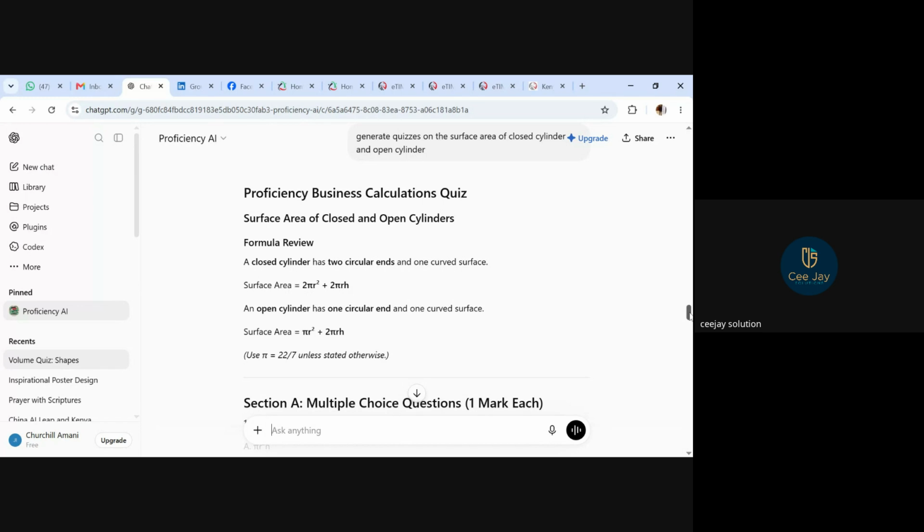Proficiency business calculation with surface area of closed and open cylinder. The formula: a closed cylinder has two circular ends and a curved surface. So surface area equals 2 pi r squared plus 2 pi r h.